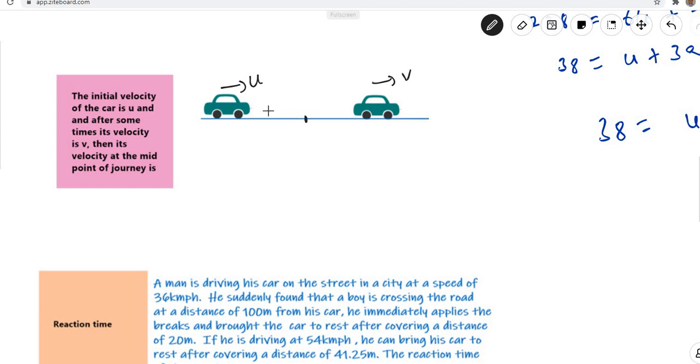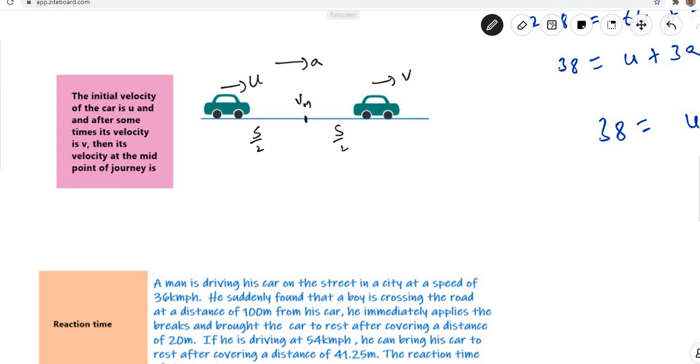Let's take this is the midpoint. So midpoint means the distance s by 2, here it is s by 2. So here we need to find the velocity. And one more thing, it is moving with constant acceleration, because equations of motion are applicable only when the acceleration is constant. So here acceleration throughout the motion is constant.